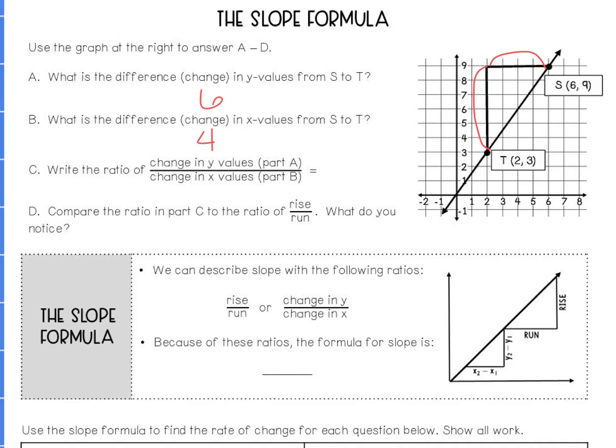same thing. So what's our change in y? 6 over 4. Tell me about 6 over 4. 3 over 2. So compare our ratio in part C to our rise over run. They're the same.